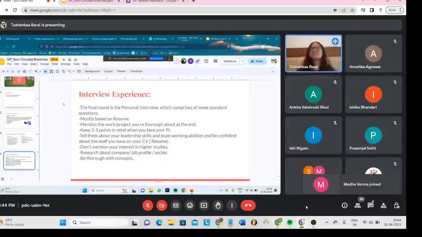Also, some questions that are widely repeated in interviews are: why should we select you as an intern, what will you contribute to the company, and, suppose you did a POR, how will you use your POR experience to be an asset for this company. Some questions like that. So yeah, just these things.